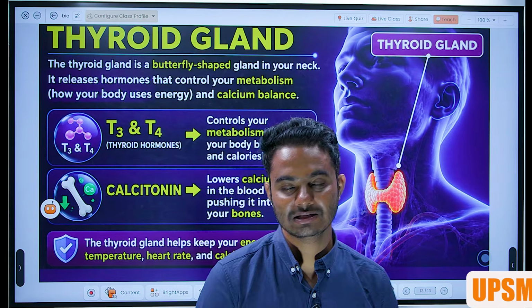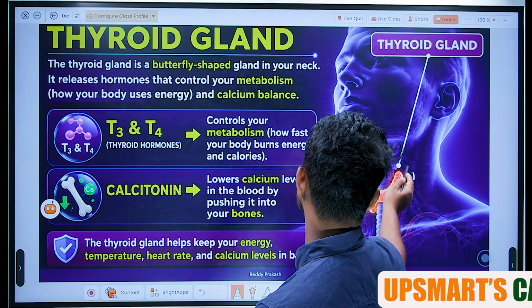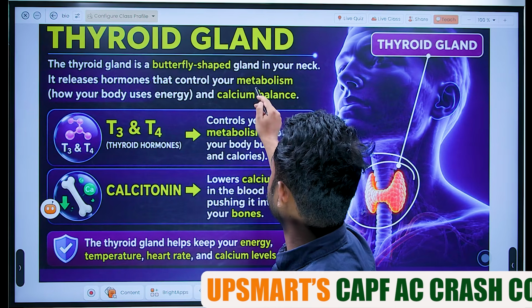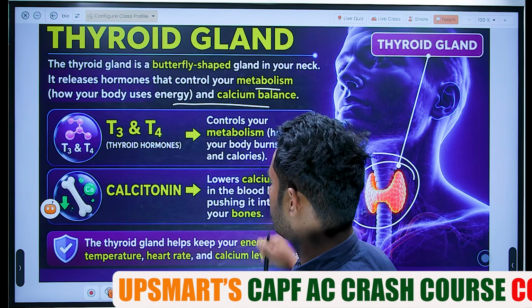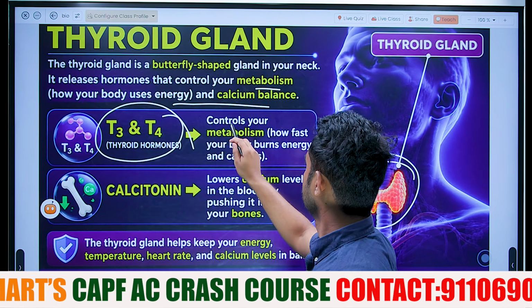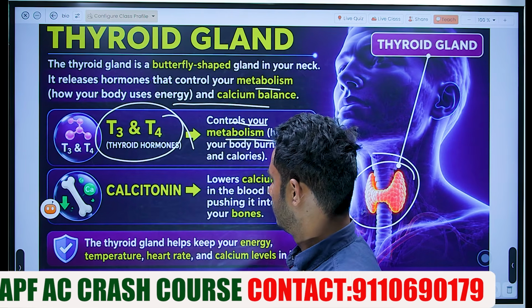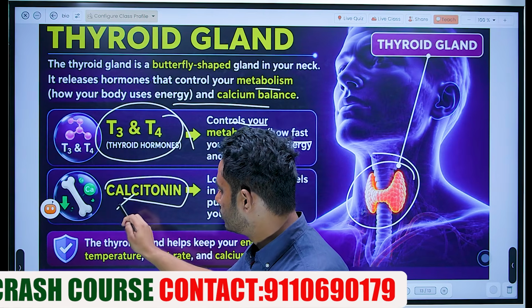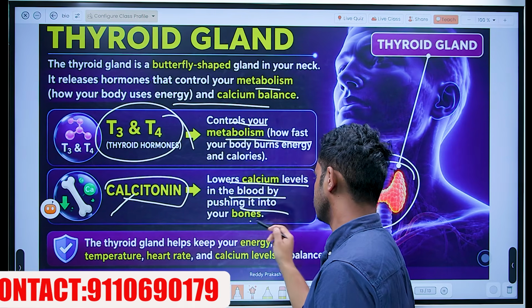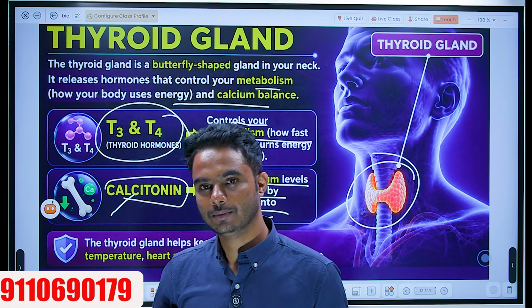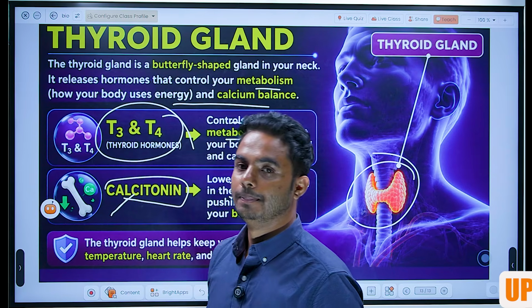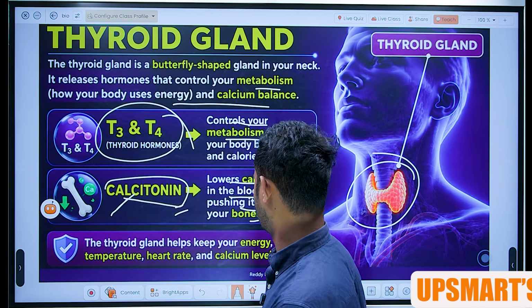Next is the thyroid gland. Very easy, very simple, done and dusted with the hormone things. The thyroid gland is butterfly shaped. It helps in metabolism, energy absorption and calcium balance. T4 and T3 are thyroid hormones that control your metabolism. Calcitonin lowers the calcium levels in the body by pushing it to the bones. Your body will take the calcium, right? That calcium should not stay in the body but go to the bones. That work is done by calcitonin. That's all. Easy.